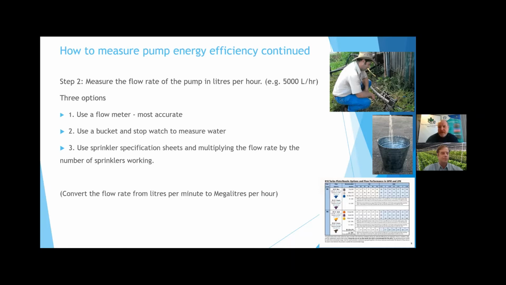If you haven't got a flow meter installed, then there is always the old bucket and stopwatch to calculate how much water is being pumped. Basically, you just remove an end cap, or if there's a tap attached to the system, you can actually just run that and measure how much water. That'll give you a litres per second or litres per minute, which you then can convert.